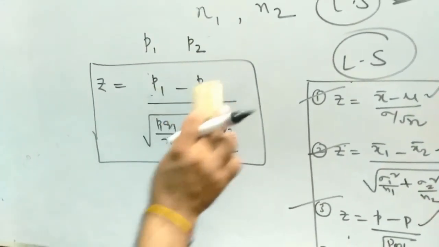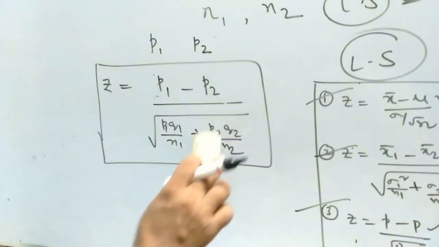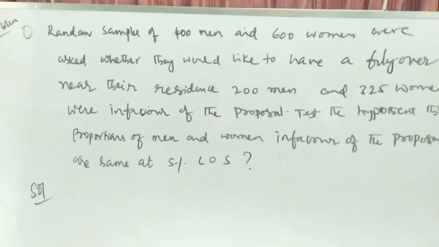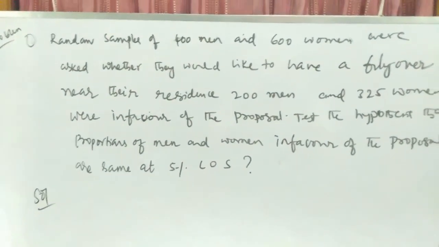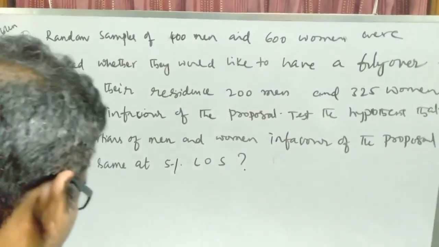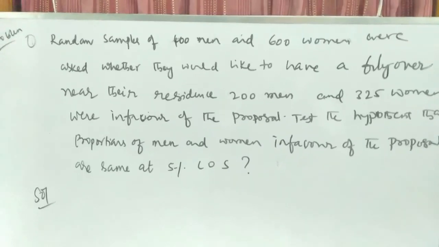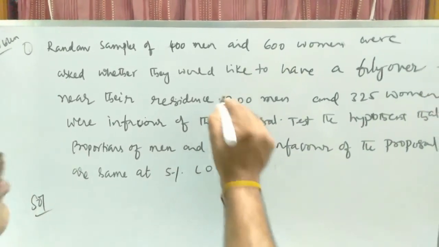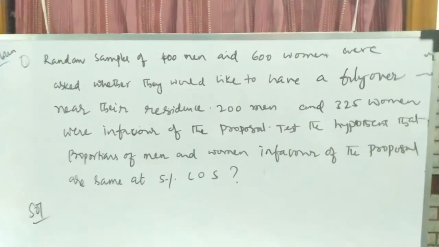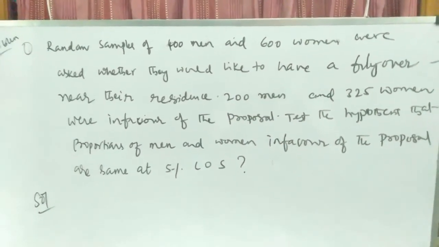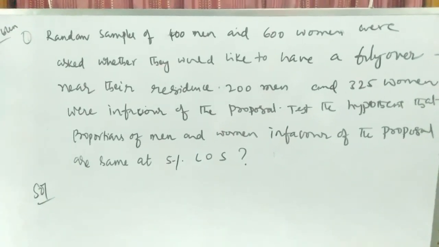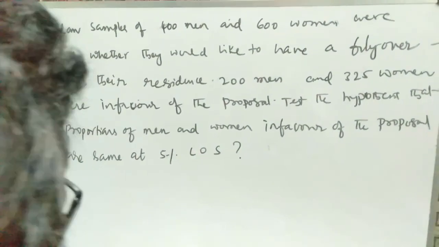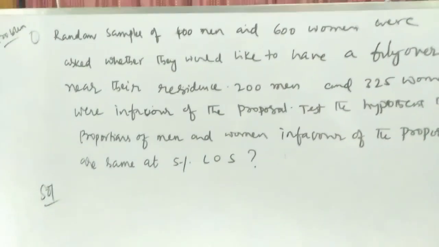So this is p1 minus p2 by root of p1 q1 by n1 plus p2 q2 by n2. So, first problem: random samples of 400 men and 600 women were asked whether they would like to have a flyover near their residence. Then 200 men and 325 women were in favor of the proposal. Test the hypothesis that proportions of men and women in favor of the proposal are the same at 5% level of significance or not.